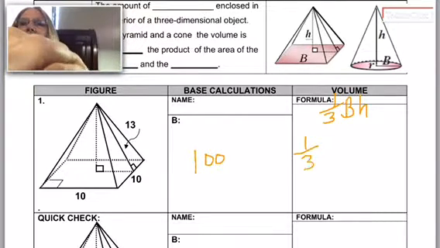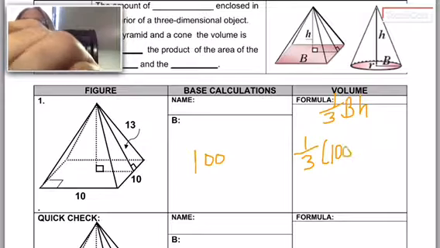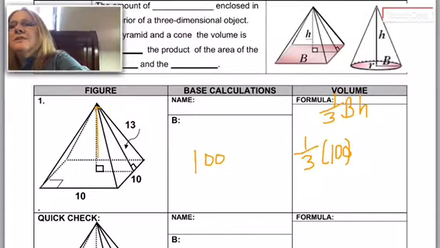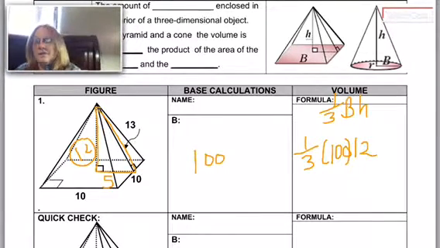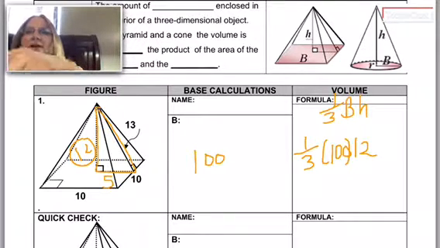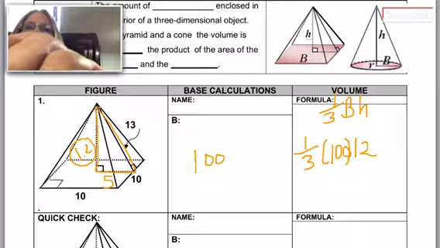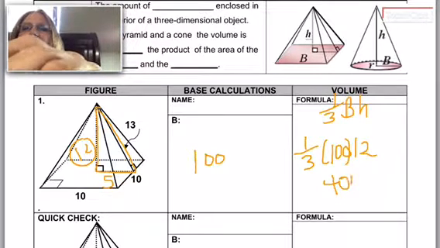So 1/3 times 100. They don't actually give us the height, but we see a right triangle. It's a triple because the whole length of this side is 10. So half would be 5. So that would make the height 12. So this is 1/3 times 100 times 12. And that is going to be, well, actually, 1/3 of 12 is 4. So we can just see it's going to be 400.